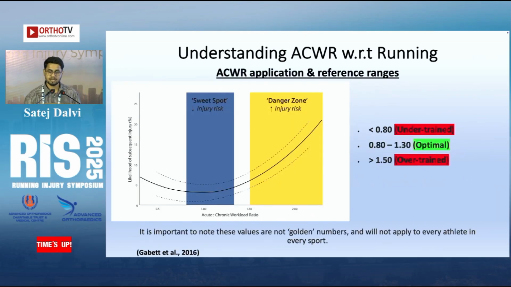So this is the graph that's been quite popularly used all across the world, presented by Tim Gabbett and team. It's a reference range we need to remember has been created using Australian rules football, rugby, and baseball. So it may or may not apply to other sports, but it's essentially what's out there in literature at the moment. So if your athlete's ACWR is less than 0.8 or is beyond 1.5, both the scenarios put your athlete into not being well prepared. If it's in the range of 0.8 to 1.3 is the optimal zone.